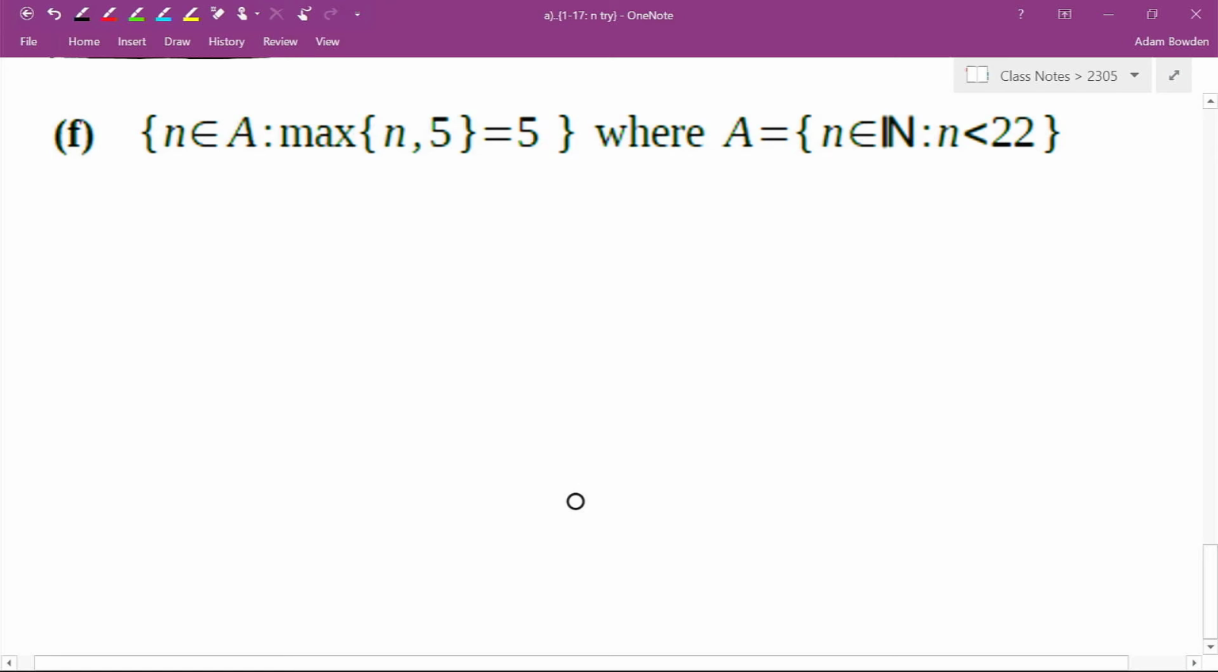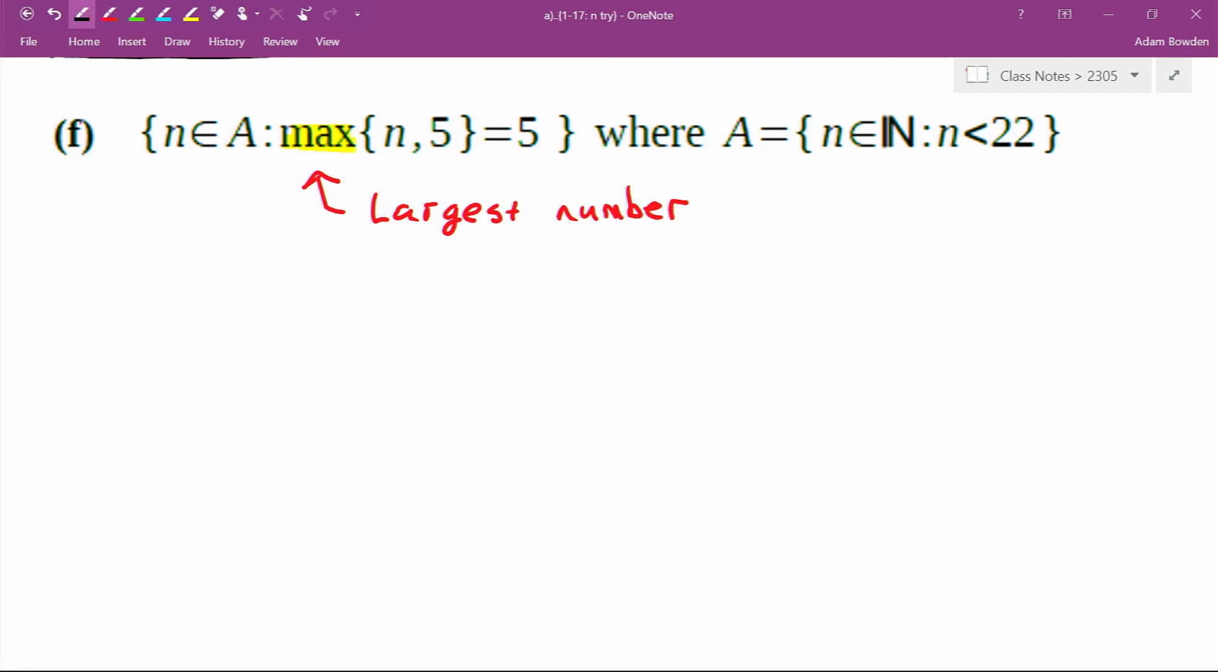Here we're going to look at the set of n from set A such that the max of n and 5 is equal to 5, where our set A is defined separately as the set of n in the natural numbers such that n is less than 22. Okay, so there's this max here that basically just means the maximum or the largest of the two numbers. So when we look at the two numbers contained within there, we'll take the largest of the two as the maximum. So let's start off with A.